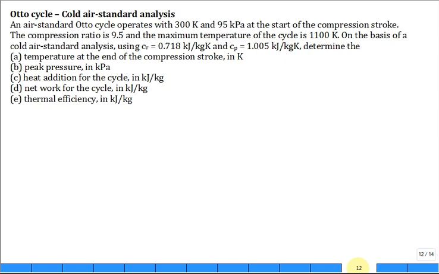Let's solve this problem. An Otto cycle, and we want to do a cold air standard analysis of it. It operates with 300 K and 95 kilopascal at the start of the compression. The compression ratio is given as 9.5, and the maximum temperature is 1100 Kelvin. On the basis of a cold air standard analysis using this value for C sub V and this value for C sub P, determine a bunch of stuff. Make a sketch. Probably a PV diagram is good.